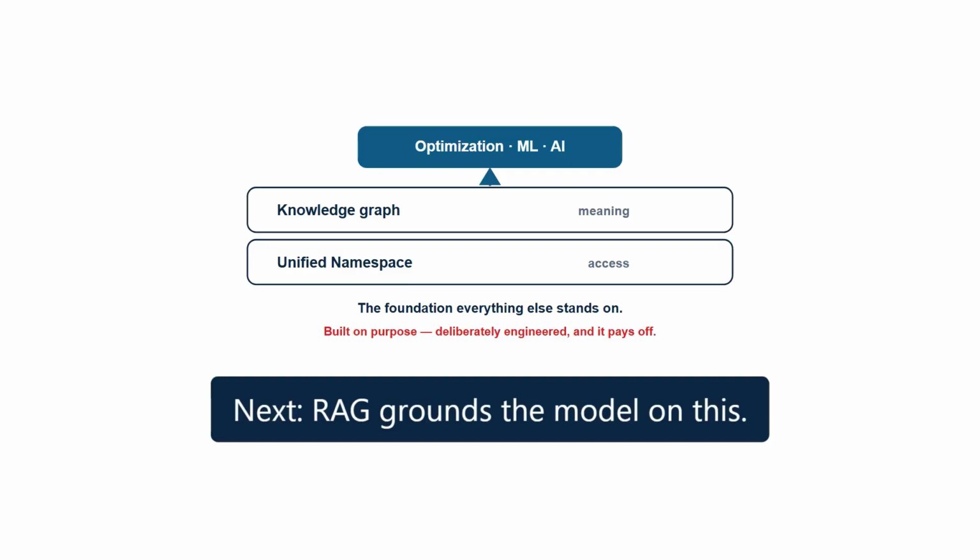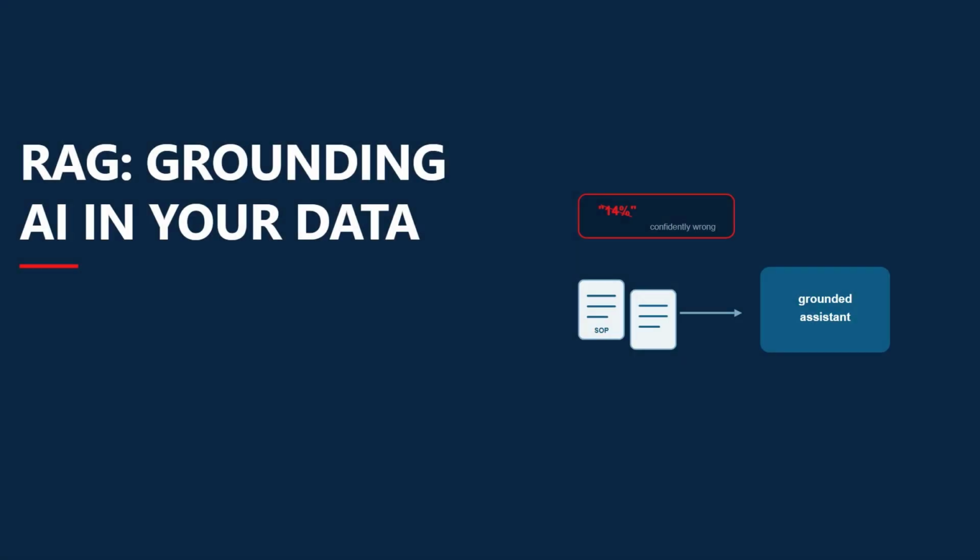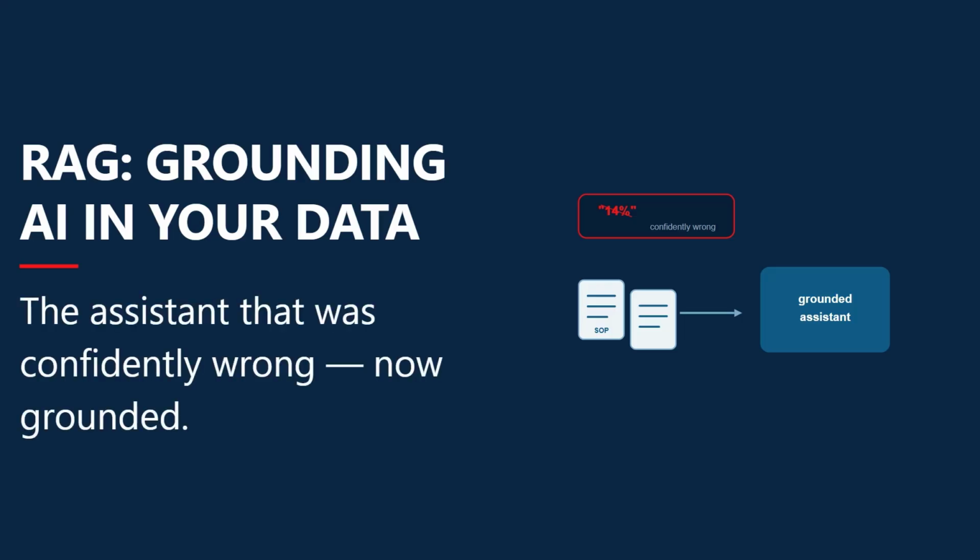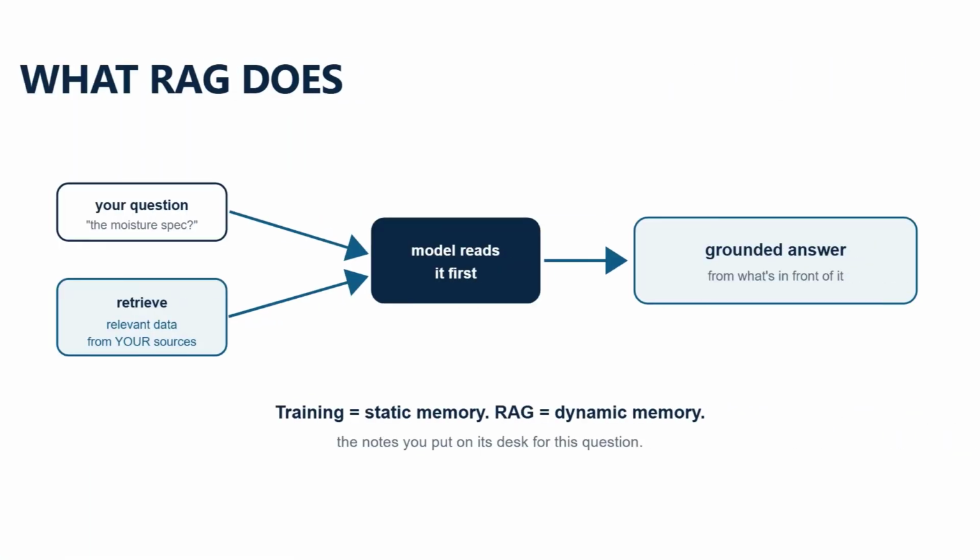data with RAG. You have already seen the cure. Hand the assistant the current SOP and 14 becomes 12. What you have not seen is how that handing happens automatically, at scale, for every question anyone asks. That technique has a name, Retrieval Augmented Generation, or RAG. Those three letters sound like jargon, so ignore them and watch what RAG actually does. Before the model answers, you look up the relevant material from your own data and hand it to the model to read. Then it answers from what is in front of it instead of from whatever sounds likely.